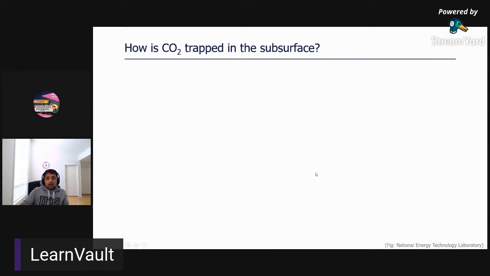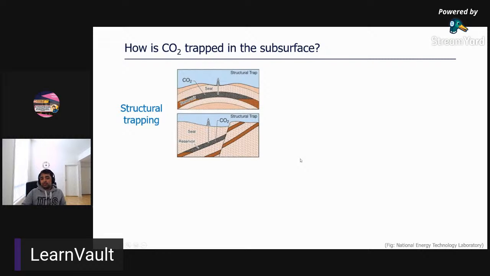Now the question comes, how is CO2 trapped in the subsurface? When you are injecting into deep saline aquifers, the main trapping mechanism that acts is structural trapping. It's similar to what you see in an oil and gas reservoir as well. It's just trapped in a formation which is overlain by a seal or a cap rock, which is basically an impermeable formation. So when you're injecting CO2, it just stays there and doesn't migrate upwards.